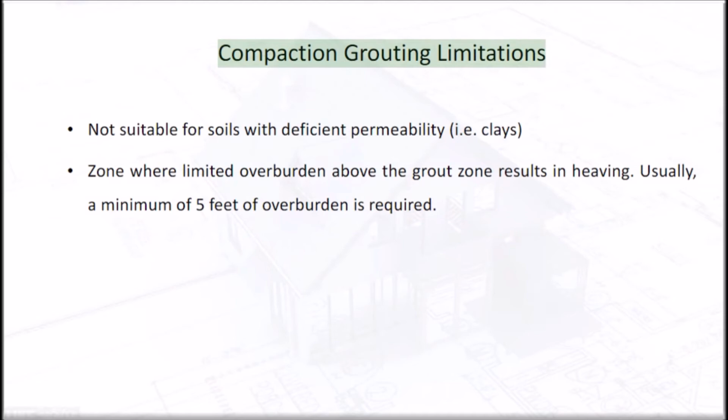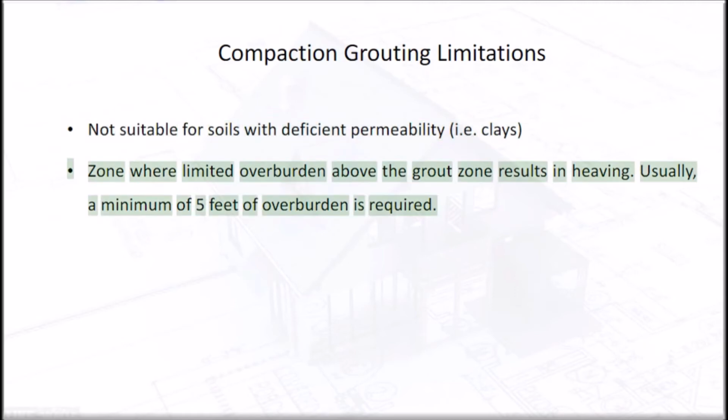Compaction grouting limitations. Not suitable for soils with deficient permeability, i.e., clays. Zone where limited overburden above the grout zone results in heaving. Usually, a minimum of 5 feet of overburden is required.